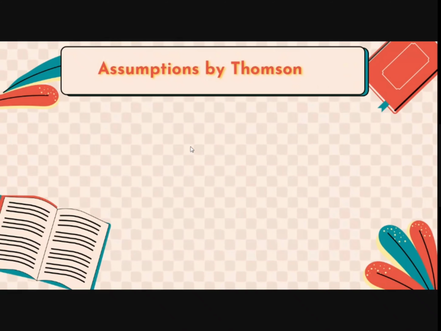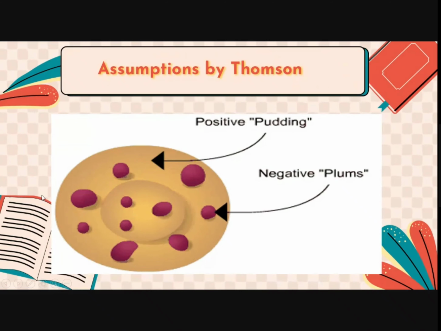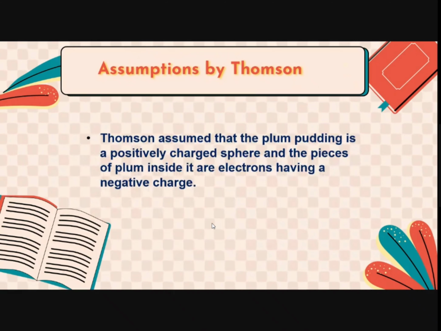Now, what did he assume in his theory? When you cut the plum pudding, you can see this light brownish part. He assumed that part to have a positive charge. And this reddish part that you can see, these plum pieces, he assumed that these plum pieces have a negative charge. So that was the first assumption put by Sir J.J. Thomson. Thomson assumed that the plum pudding is a positively charged sphere and the pieces of plum inside it are electrons having a negative charge.